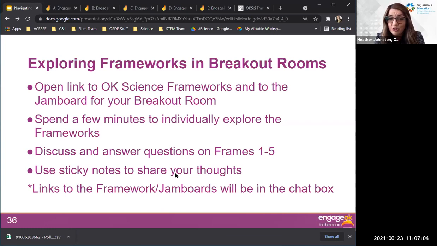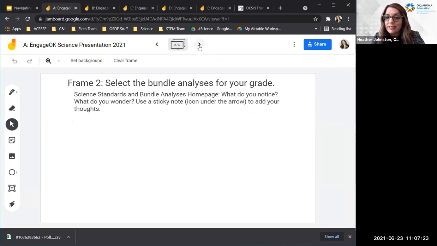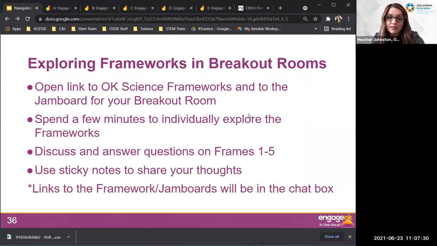After a few minutes of individually exploring, go ahead and discuss your answers to the questions on frames 1 through 5. So really you're just going to be looking through and taking a look at, what did you notice about your home page? What's on there? What is the standards and bundle analyses? There's just a few different topics that we want to draw your attention to within the frameworks. Use your sticky notes to share your thoughts. When you are doing this, you can do whole group thoughts or you can have individual thoughts on there. It is all okay.